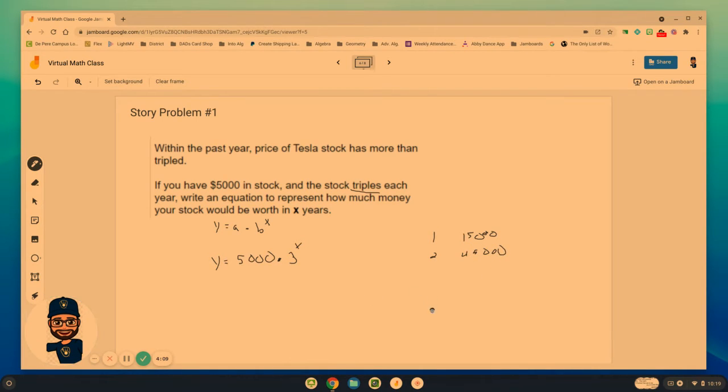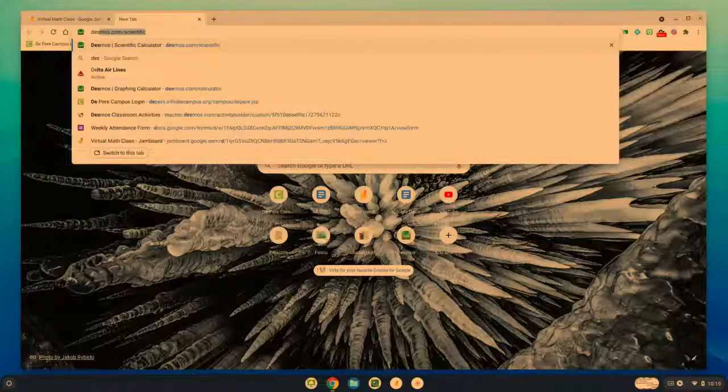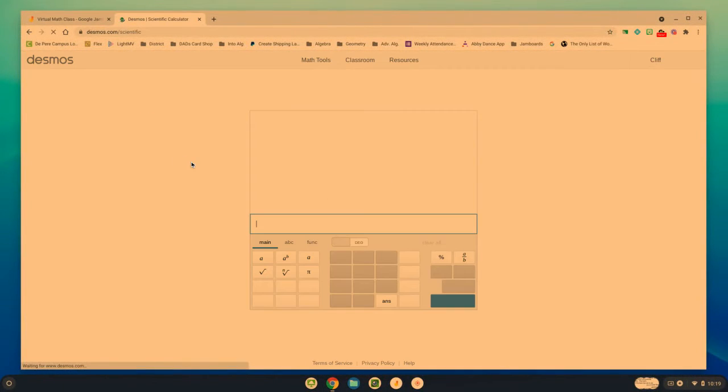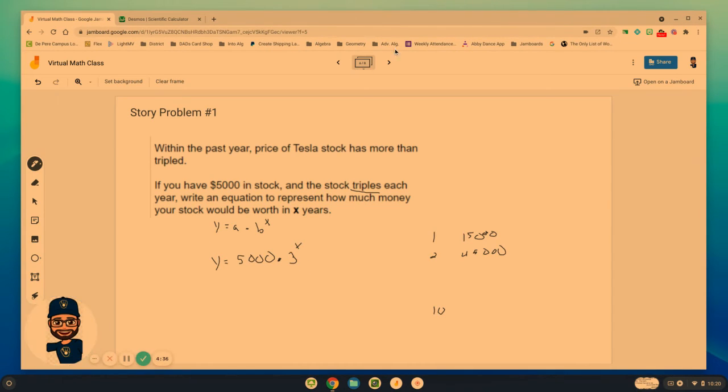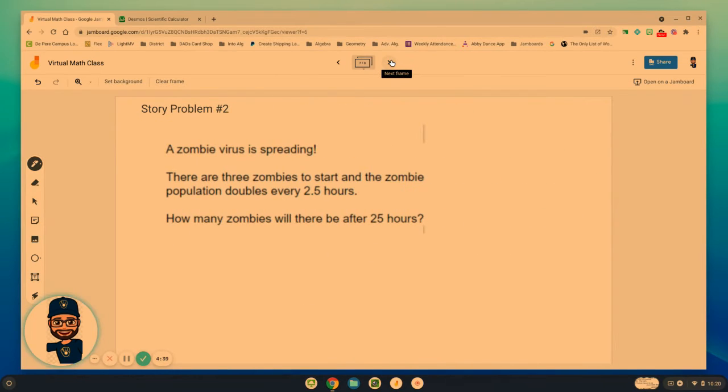If we wanted to figure out 10 years, we would plug in a 10, and then we would need to use a calculator. Let's go to Desmos. 5,000 times 3 to the power of 10 gives us a lot of money. $295,245,000 if it kept tripling.